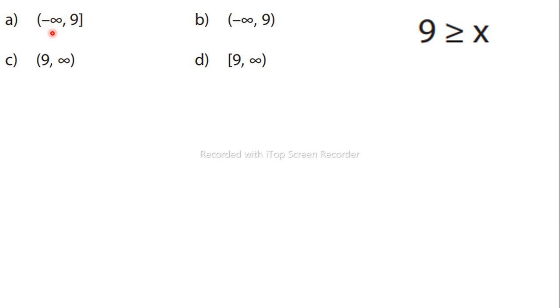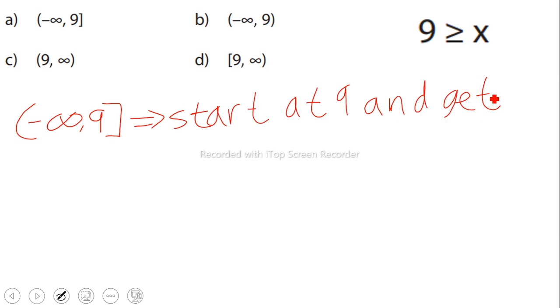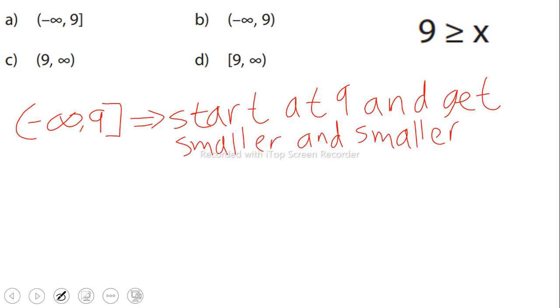Alright, so let's put that up here. So it's saying, hey, start at 9 and get smaller and smaller. So start at 9 and get smaller and smaller and smaller. That's what A is saying.